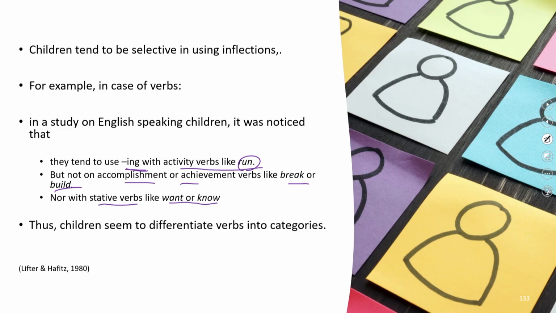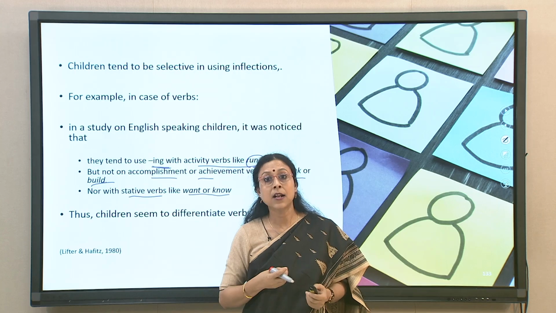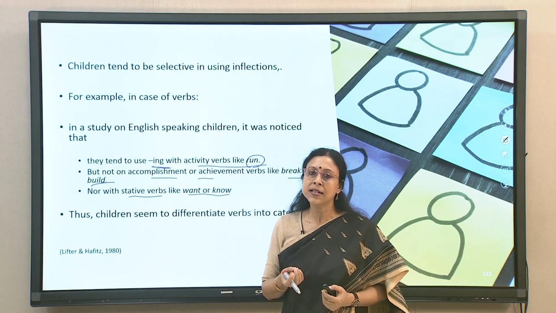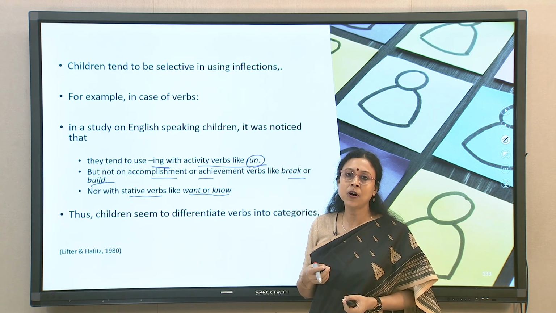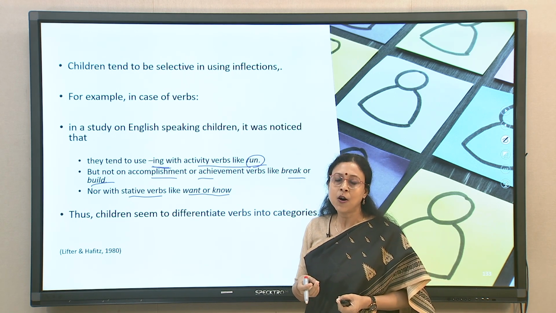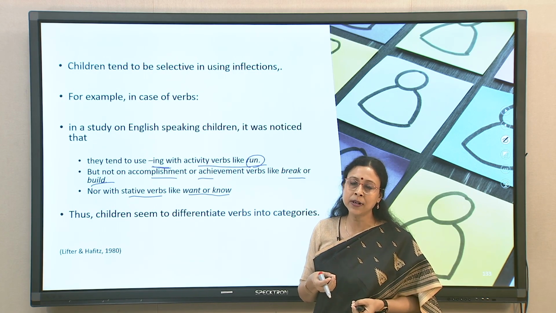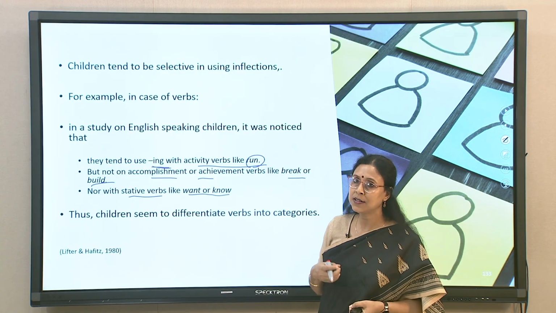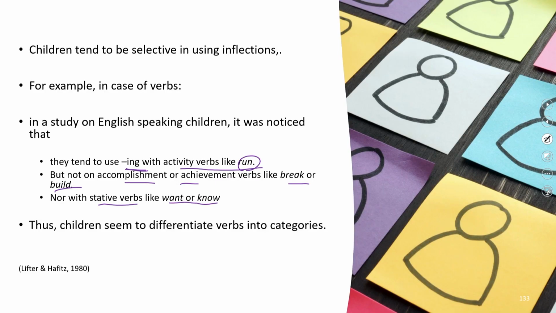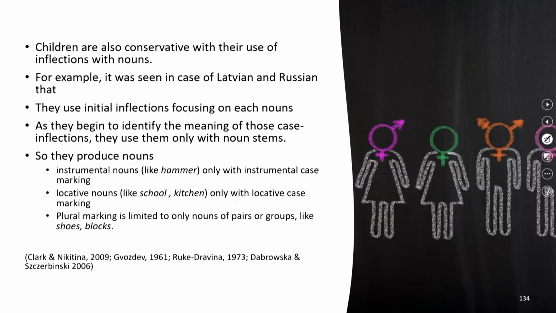This probably happens, as we have discussed elsewhere also, because the initial dialogue or conversation with children typically focuses on the here and now, whatever is happening there. As a result, words like playing, running, all action verbs, are more common in the child's vocabulary as well as in child directed speech. Probably that is the reason why they tend to use ing only with those verbs initially. Of course, over a period of time they change, but this is how the beginning happens.